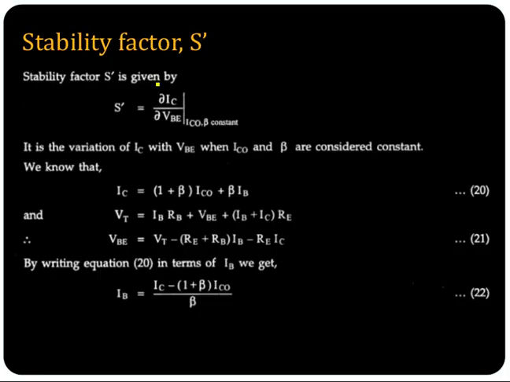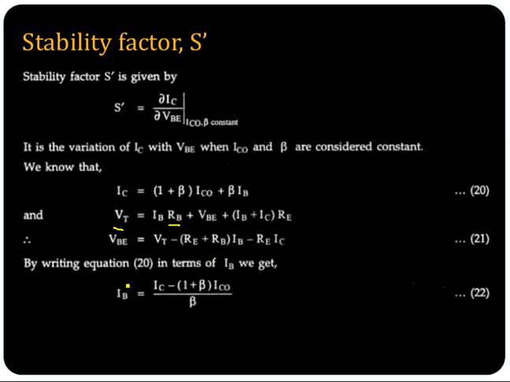Now, the next stability factor is S dash. S dash is given by dou IC by dou VBE. That is the variation of IC with respect to VBE. Please note that usually for exams, the problems are asked for the first stability factor S, but since all the stability factors are mentioned in the syllabus, we are deriving the expressions here. So IC is 1 plus beta ICO plus beta IB. Then VT is the Thevenin voltage, IB RB is the Thevenin equivalent resistance, plus VBE plus IB plus IC RE, and the VBE expression from here you get as VT minus this.